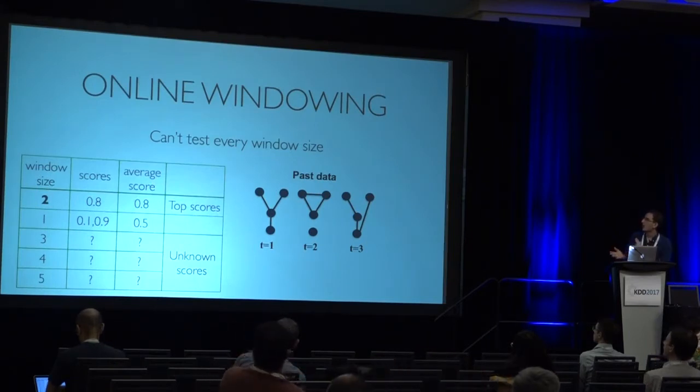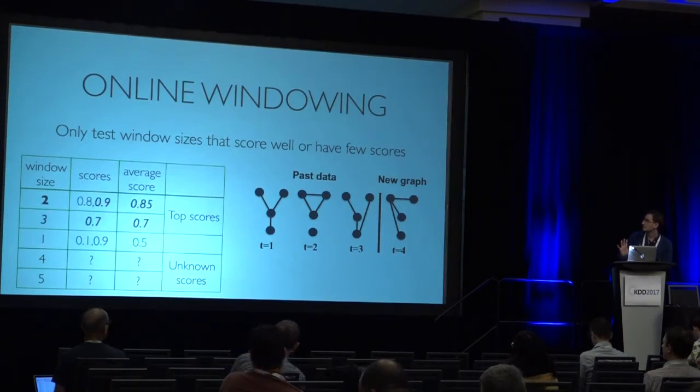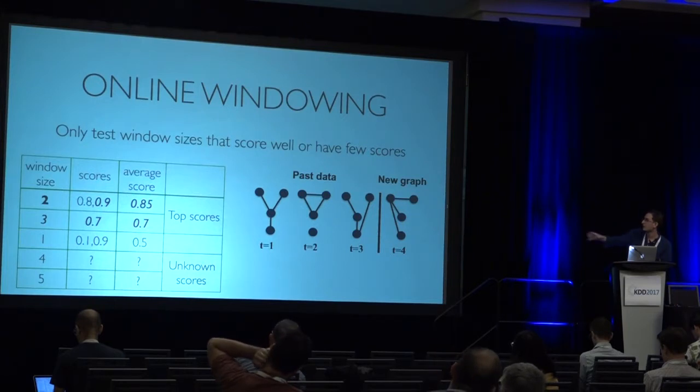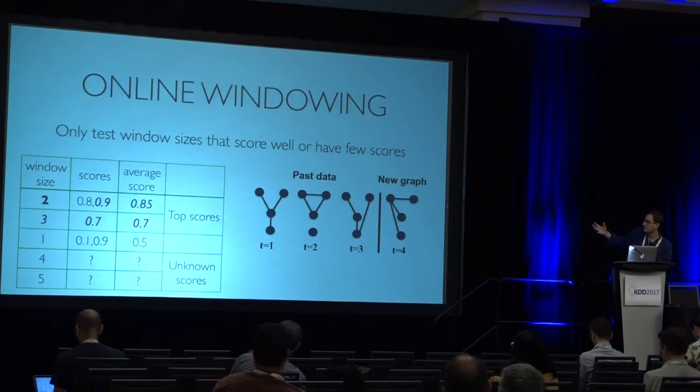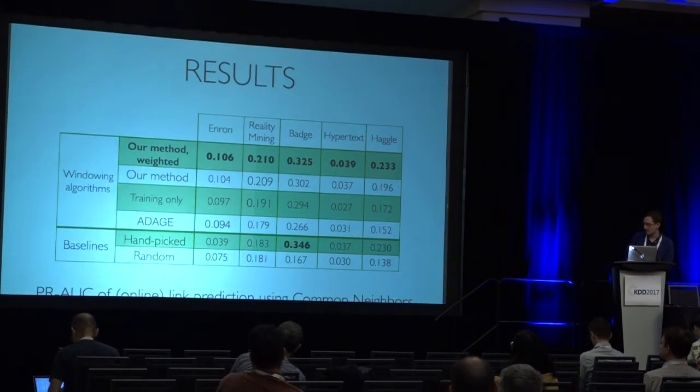Okay. So I'm already running out of time. So very quickly, in the online setting, we can't test every window size in order to make predictions. So instead, when a new graph comes in, we're going to only test a few window sizes, namely the ones that are doing very well, the top scores, and the ones that we don't know very much about. So here, we had no scores so far for a window size of 3, because we only previously had 3 graphs to work with. And now we can test it out. We can find the average score so far. And we're going to choose the highest average score as the window size that we want. And when this is weighted by how recently we accumulated this score, this is the method that tests the best.